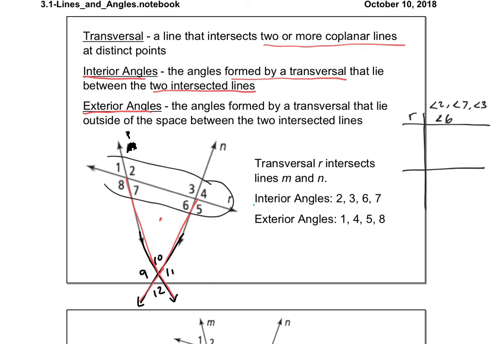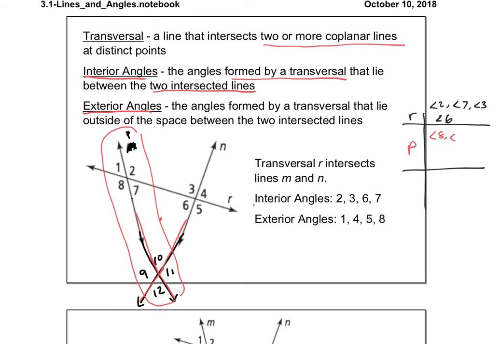All right, now I'm going to change transversals, and I'm going to look at transversal P. I'm also going to change colors so that you can keep an eye on what I'm doing. So if I'm looking at transversal P, and I'm looking for my interior angles, these are the only angles I'm looking at because those are the ones on transversal P. Okay? So in this case, I'm looking for the angles that are inside of lines R and N. And in this case, it would be 8, 7, 9, and angle 10. Because these are the angles that are inside of lines R and N.